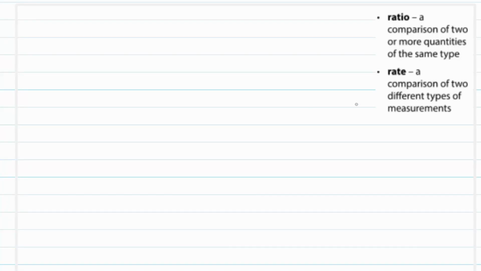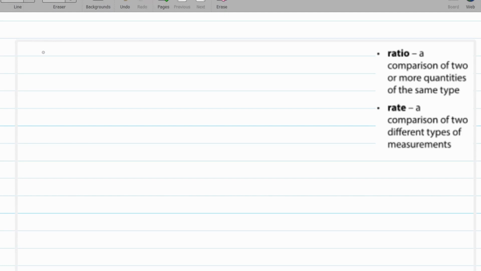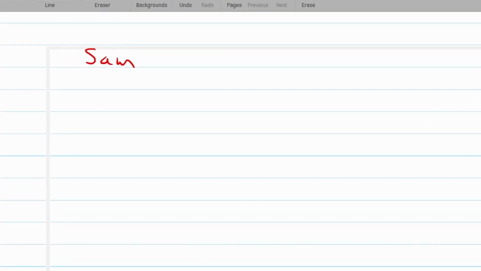Welcome back, problem solvers. So yes, let's look at something called a ratio and the difference between a ratio and a rate. So first of all, a ratio is a comparison of two or more quantities of the same type. For example, let's say you've got three friends. You've got Sam, you've got Joe, and Pete. And all three of them have oranges. So Sam has 3 oranges, Joe has 5 oranges, and Pete has, let's say, 4 oranges.